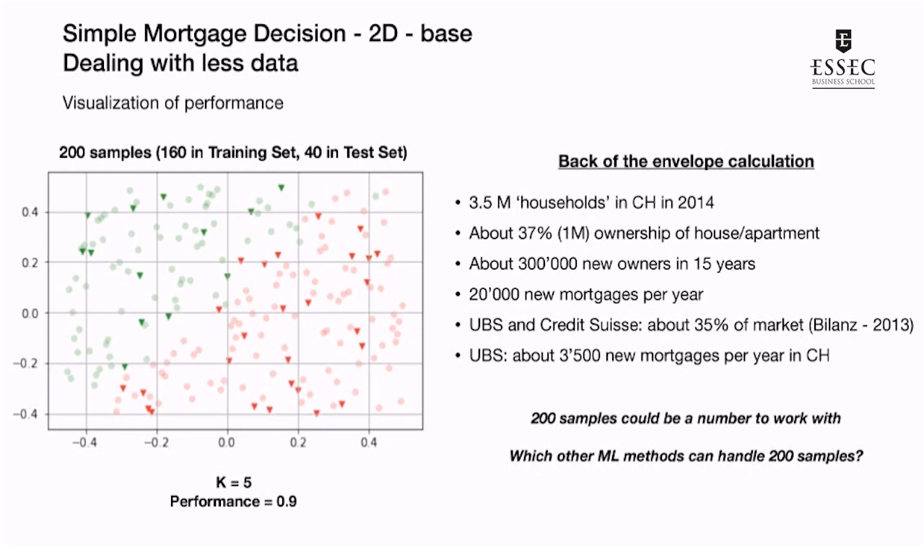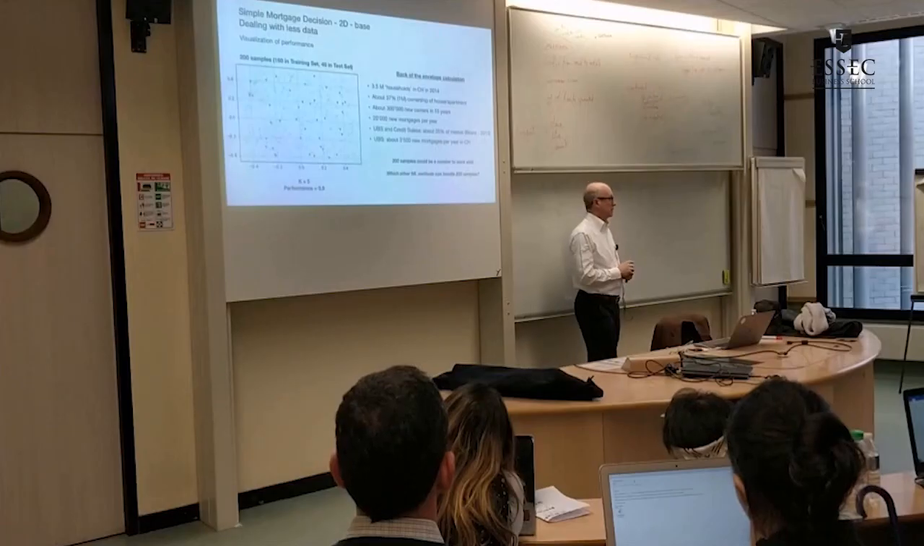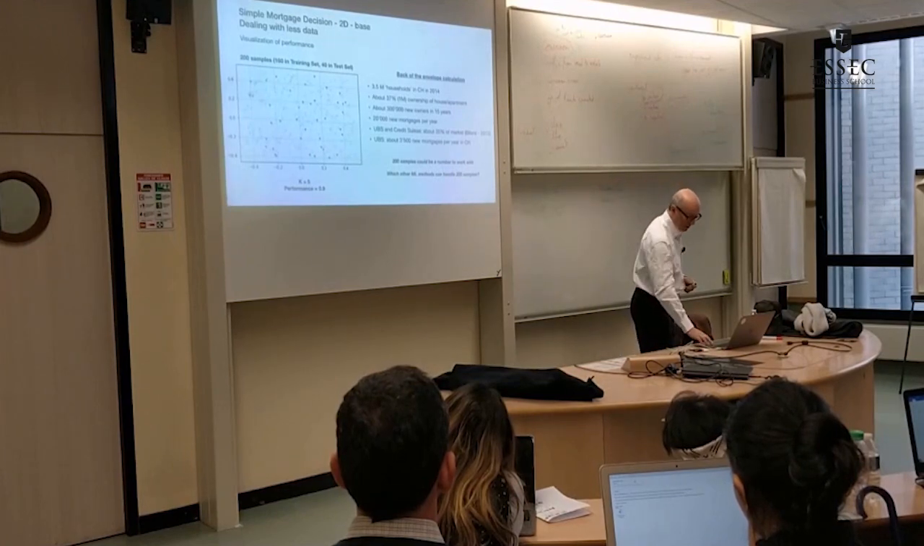Now, if you take UBS and Credit Suisse, which own approximately a third of the market, it means that for UBS, there were about 3,500 new mortgages per year in Switzerland, which is not a lot. And if you have one agency, you could have as little as 200 samples for 1 year. Which means that depending on the business where you are, this is not big data at all. This is a small amount of data. So the methods still perform, but with some boundaries, of course, with some limitations.